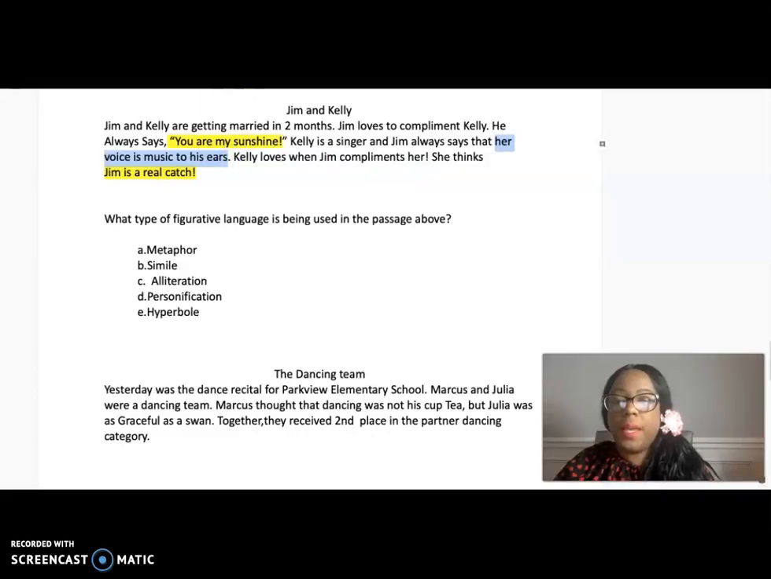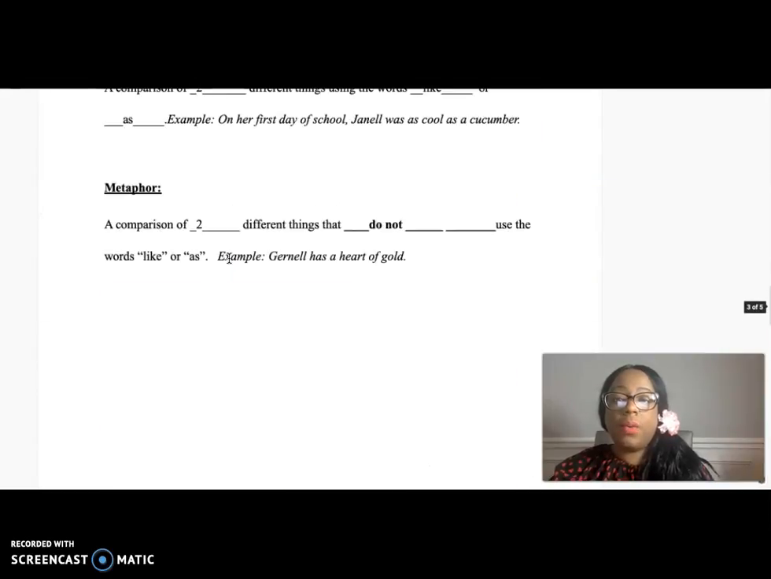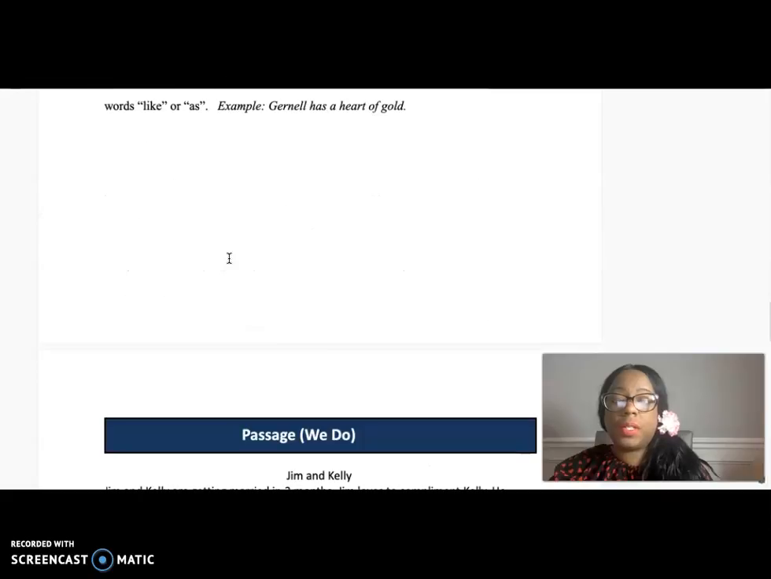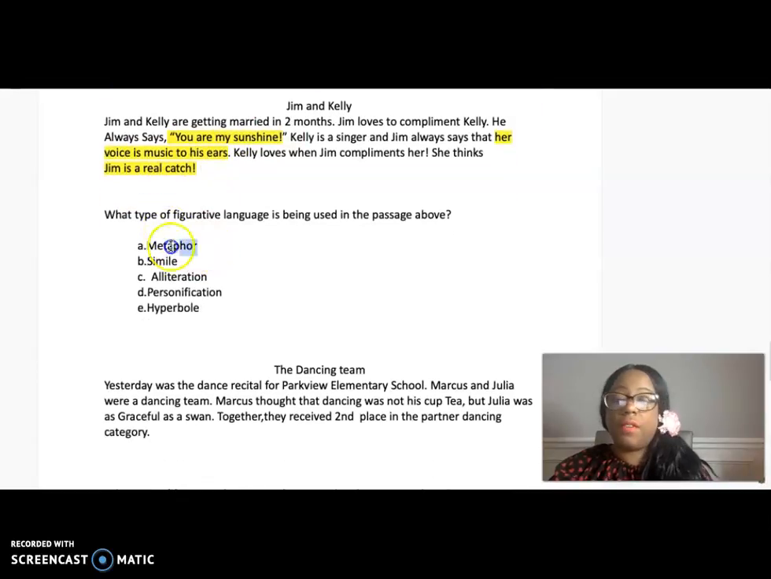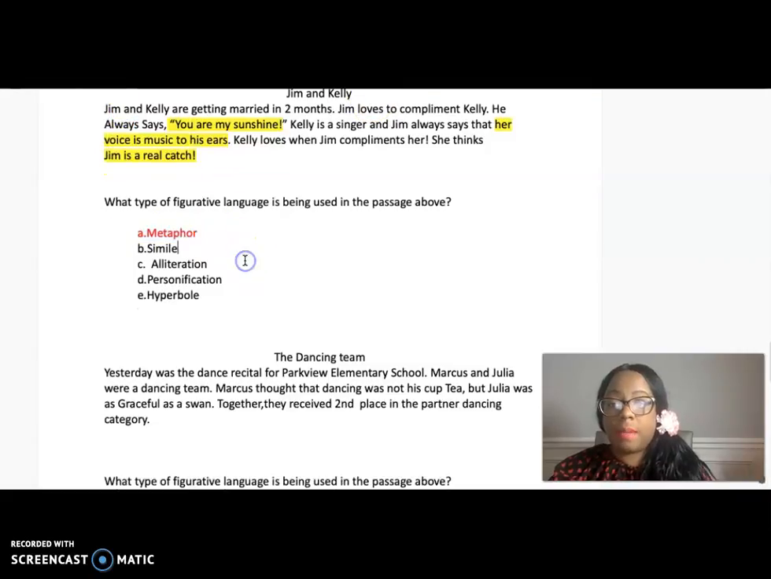Those are 3 examples of a figurative language device. So which one? It's not a hyperbole because it's not an exaggeration. It's not personification. It's not alliteration. Is it simile or metaphor? Now, if we roll back, we know that similes use the words like or as. You are my sunshine. Her voice is music to his ears. Jim is a real catch. We have no mention of either word like or as, so we know that our answer is A, metaphor.